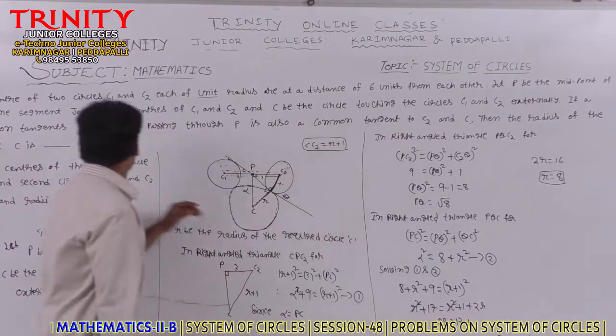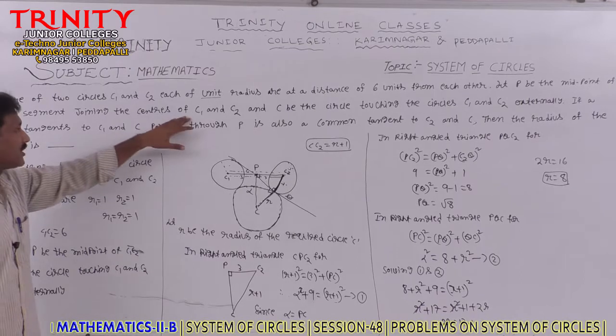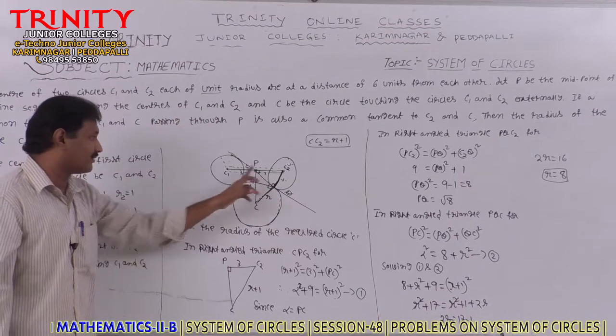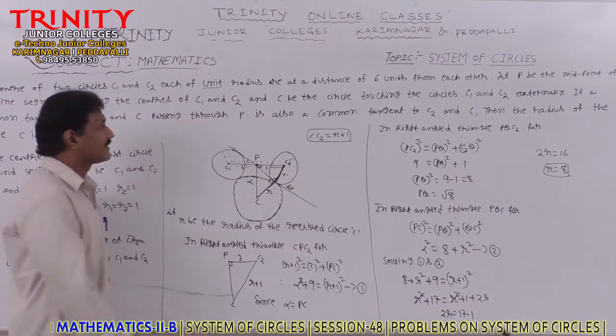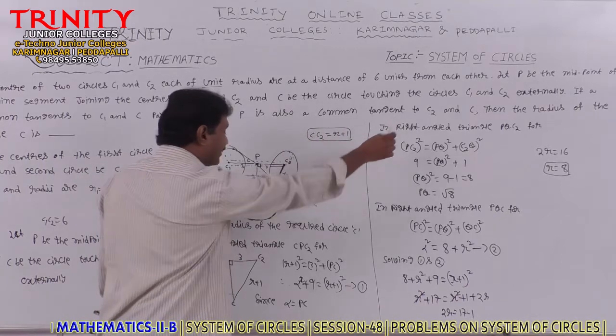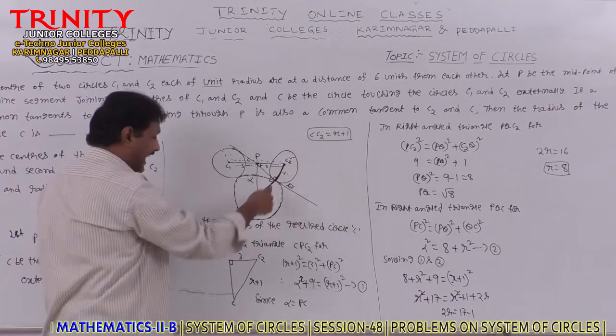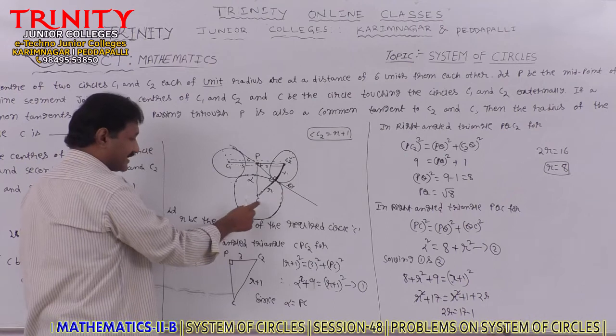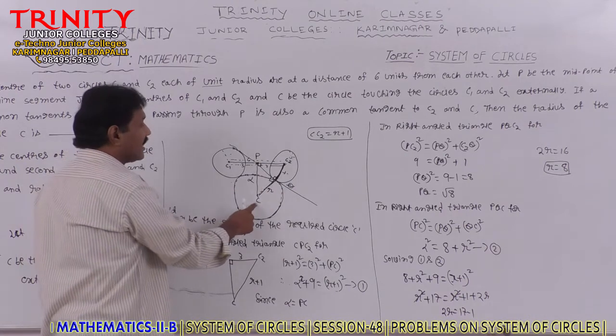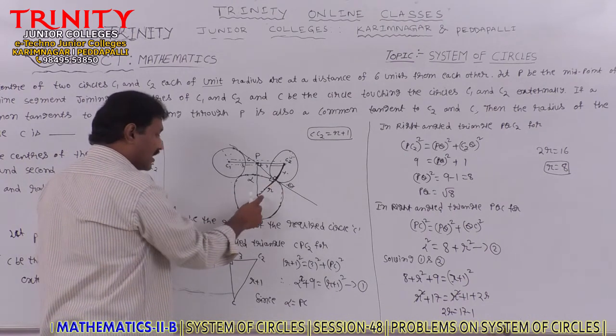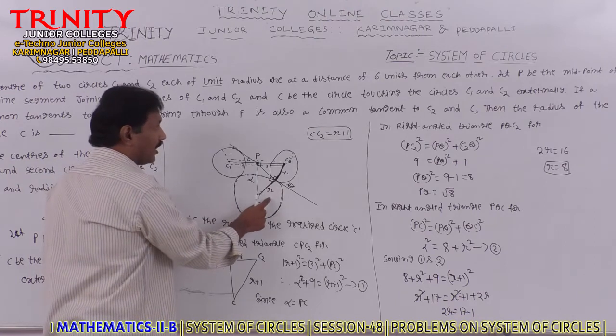Let P be the midpoint of the line segment joining the centers. P is the midpoint of the line segment joining the centers. Let C be the circle touching both the circles C1 and C2 externally. This is the center C. Circle having the center C. Let the radius of the circle having the center C be taken as small r.